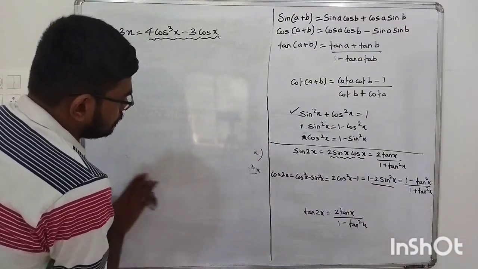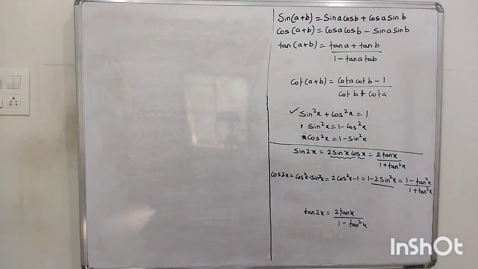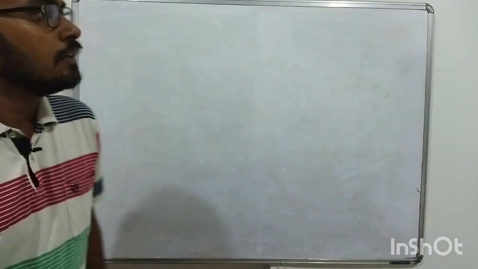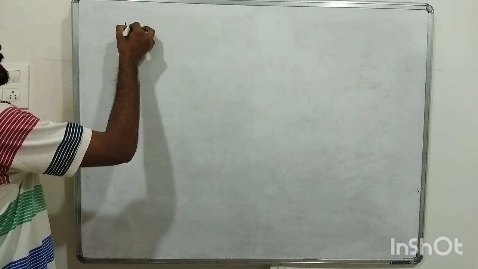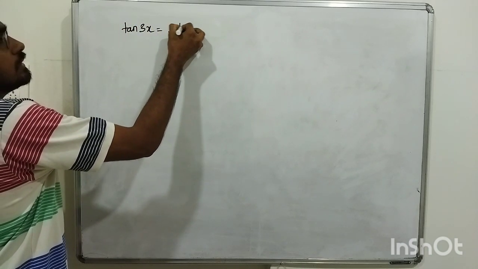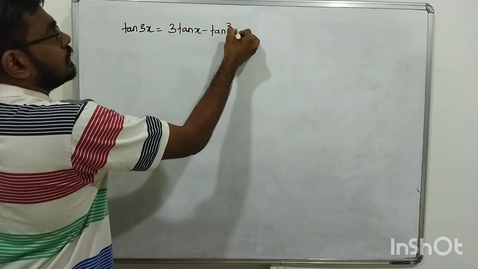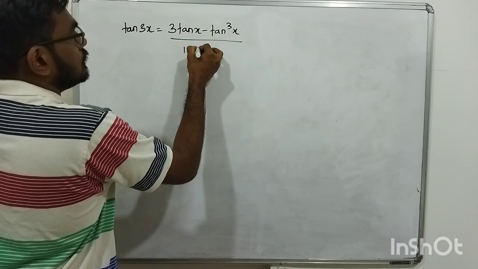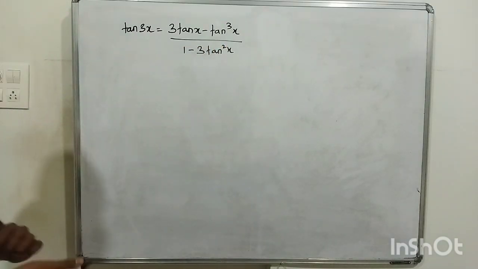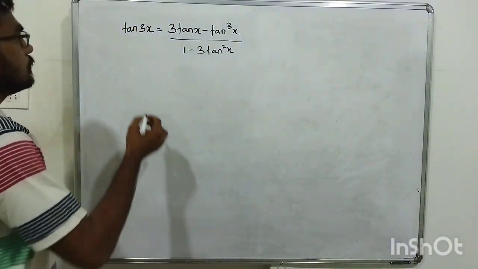Next. Third one is tan 3x. Okay, so the last formula we'll derive, that is tan 3x. Tan 3x is same as 3 tan x minus tan cube x upon 1 minus 3 tan square x. How will you prove this?